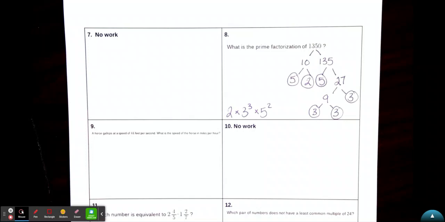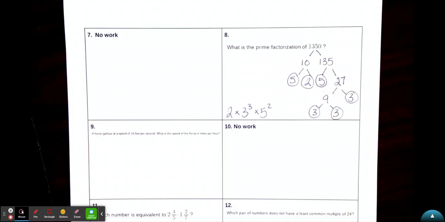Do we get the answer for number 9, like how we did it for number 7? For number 9 or for number 8? For number 9. No, number 9 we should technically be able to do, but it is a lot of work. Okay, so here we go. We have a horse that gallops at a speed of 44 feet per second. What is the speed of the horse in miles per hour?